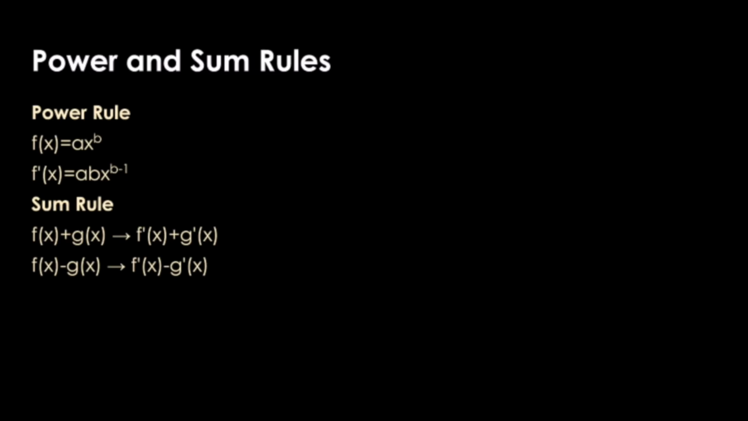Sum rule. If your function has multiple variables, take the derivative of each variable individually. Then add or subtract them based on the signs in the parent function. They should remain the same. Constants. All constants have a derivative of 0.